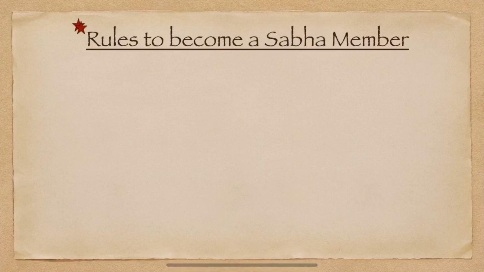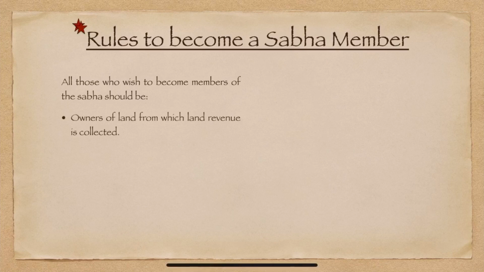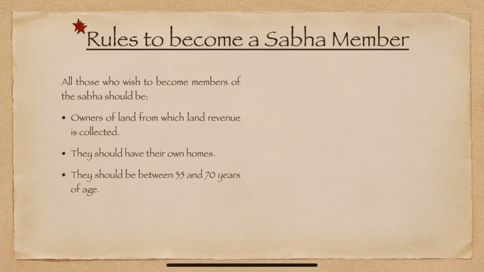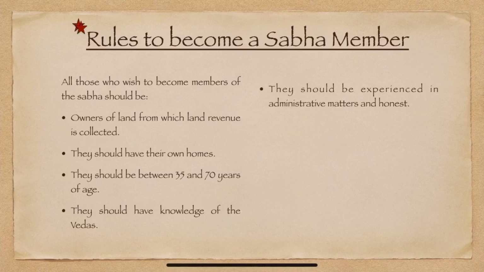Now remember how the rich peasants of Velala caste controlled Nadu? But here there were some rules to become a Sabha member. You cannot be just rich and be of certain caste, but you had to follow some rules to become a Sabha member. All those who wished to become members of the Sabha should be owners of land from which revenue is collected. They should have their own homes. They shouldn't be homeless. They should be between 35 and 70 years of age. That is neither too young nor too old. They should be experienced in administrative matters and be honest. They should have knowledge of Vedas. That is, they should be educated.